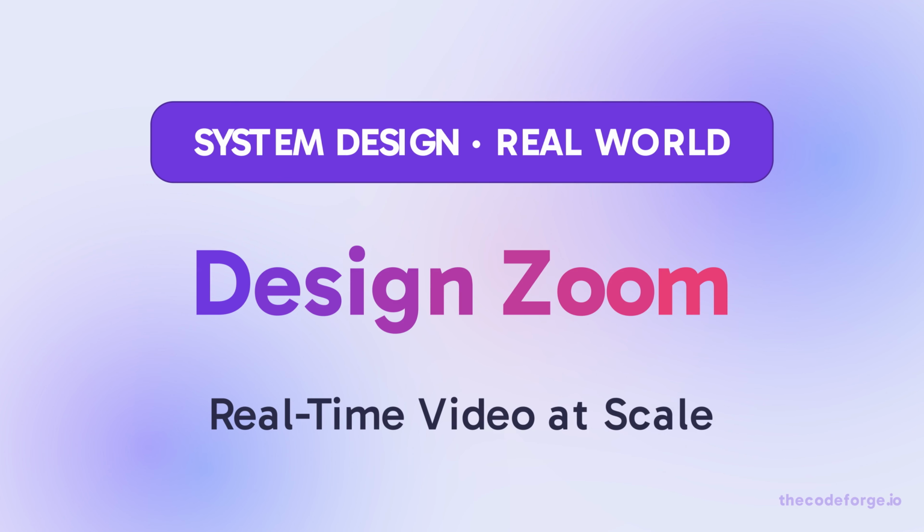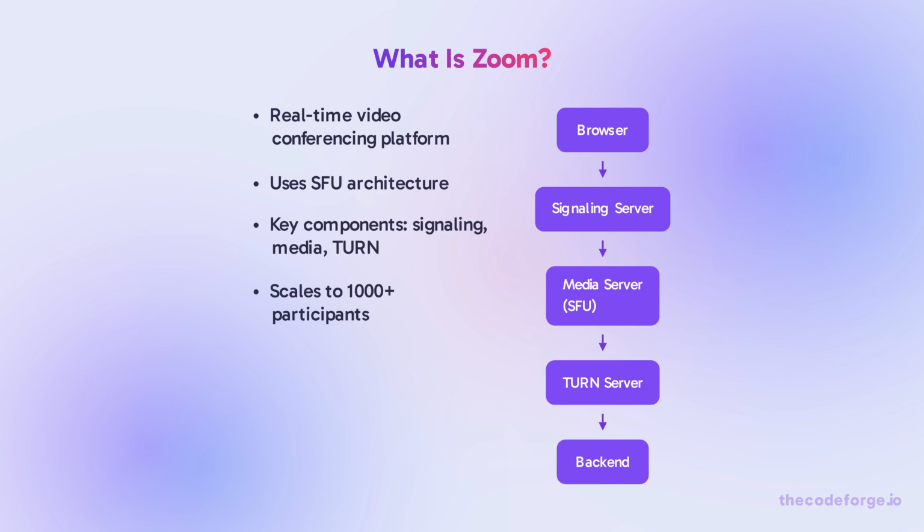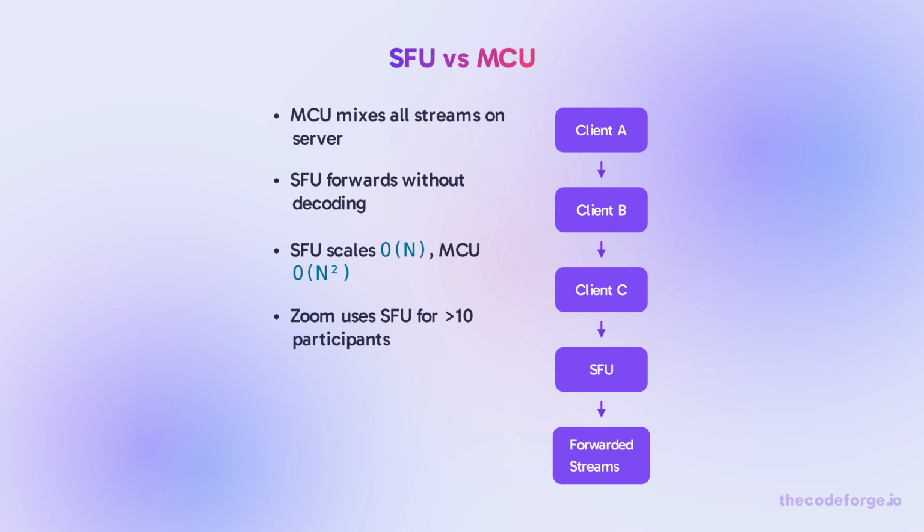Before we dig into that production issue, let's cover Design Zoom. Zoom is a real-time video conferencing platform. It uses a selective forwarding unit, SFU architecture, where the server forwards selected video streams to each participant, reducing client processing. Key components include a signaling server, WebSocket, media server, SFU, TURN server for NAT traversal, and a distributed backend for rooms and users. Before you write a single line of code, you need to pick your media routing strategy.